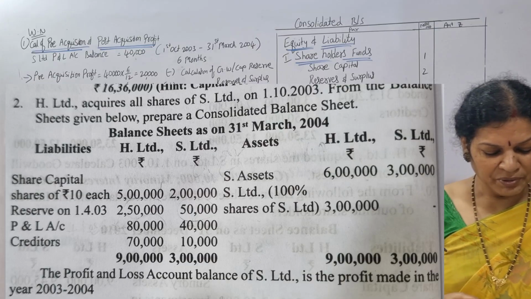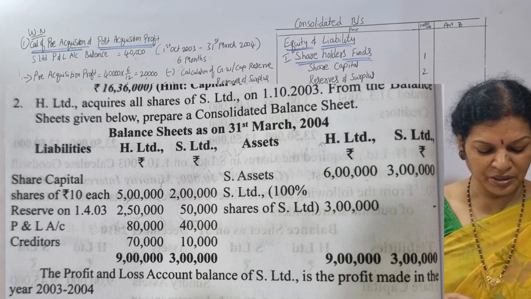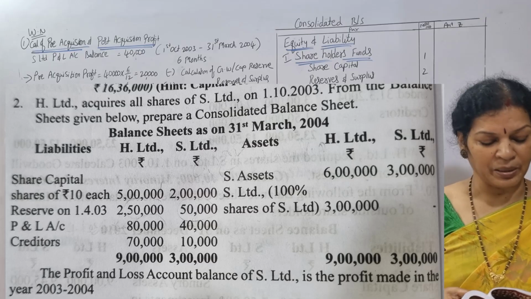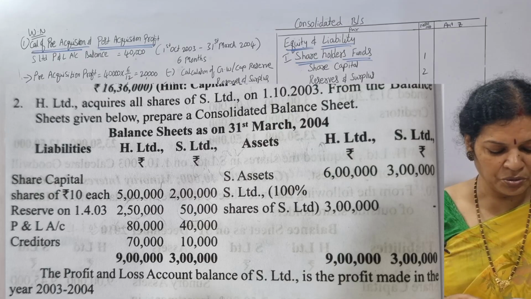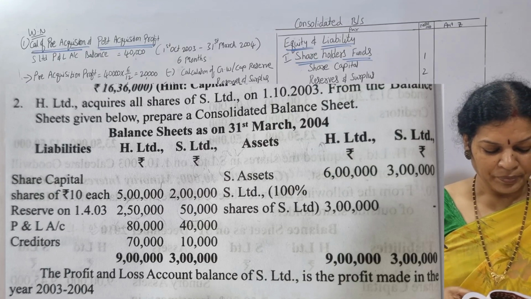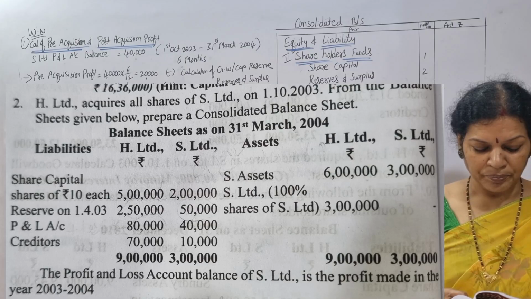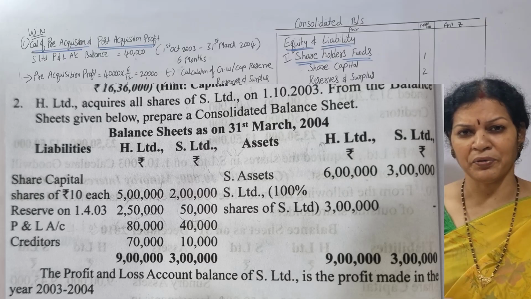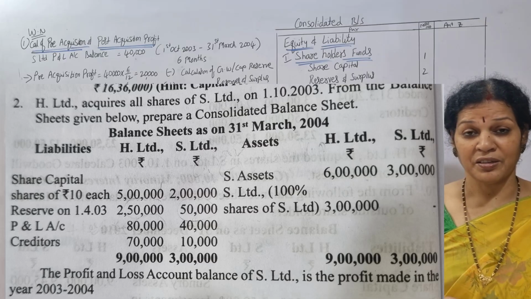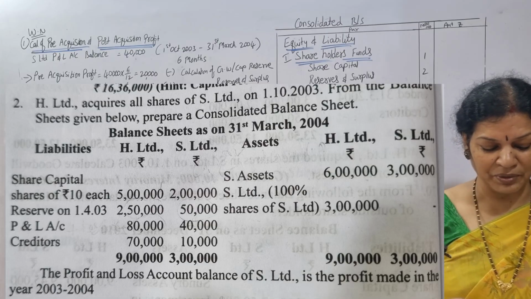Now the problem is given here, balance sheets on 31st March 2004, H Limited and S Limited. We'll see the liability side first. Share capital, shares of 10 rupees each, 5 lakh and 2 lakh. And reserves on 1/4/2003, 2 lakh 50 and 50,000. The 2,50,000 will be shown in the balance sheet under the column of reserves and surplus. Reserves and surplus come under the share capital, so there we are going to write it.